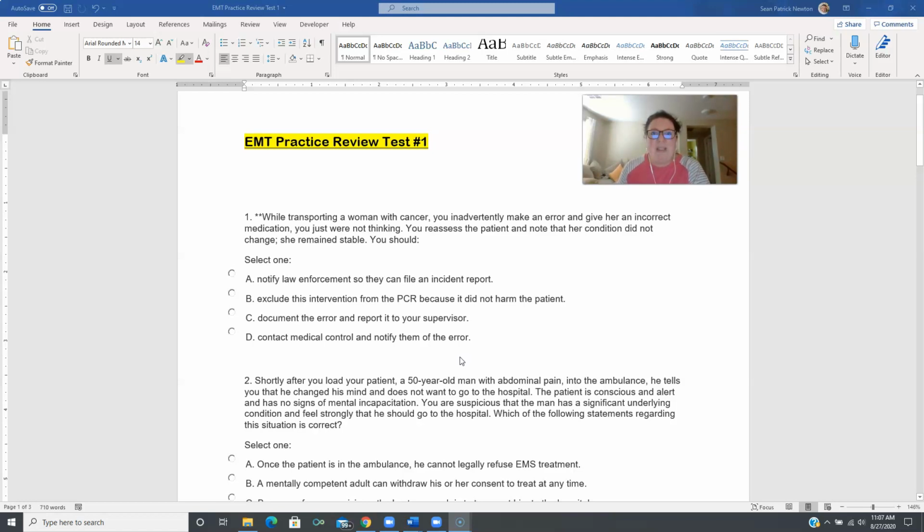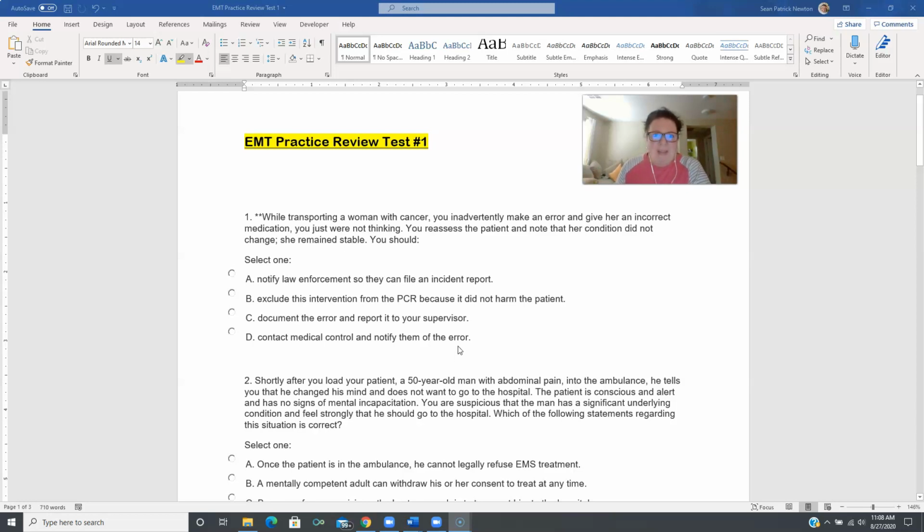Next, we've got document the error and report it to the supervisor. Yes, you need to document it, and yes, you need to report it to the supervisor. So that looks like a good answer. The next, contact medical control and notify them of the error. Yes, we definitely need to do that too. So what is the best answer here?